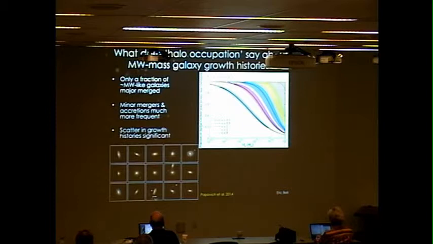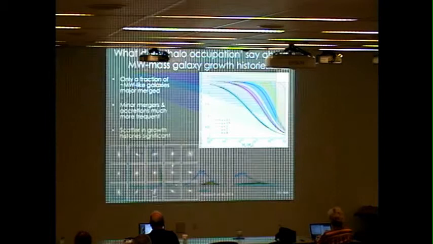But minor mergers and accretions are much more frequent in this framework. And something I really want to focus on is that the scatter in these growth histories is quite significant. And that's why I made it yellow. All right. So let me show you one way of visualizing this. And this is work in progress.